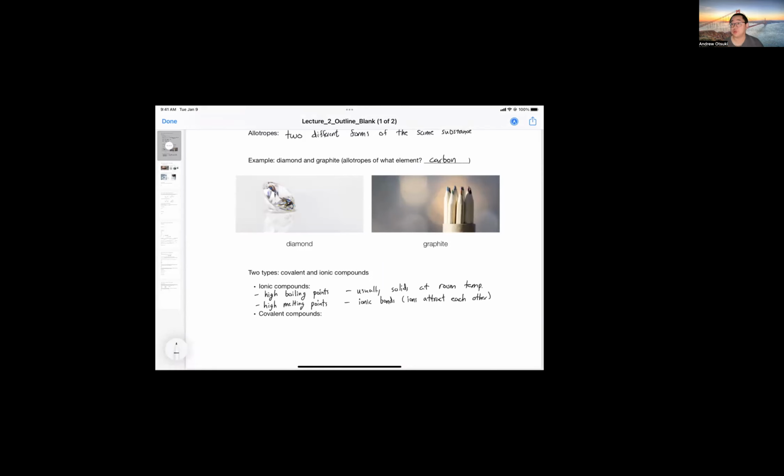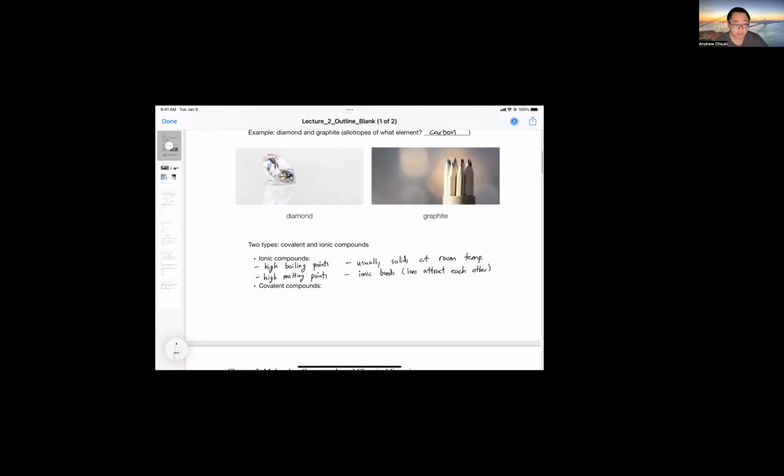Okay, so you have oppositely charged ions being the main bonding force in these types of compounds, and then covalent compounds are the opposite. So covalent compounds have low boiling points and low melting points. And these are usually gases.